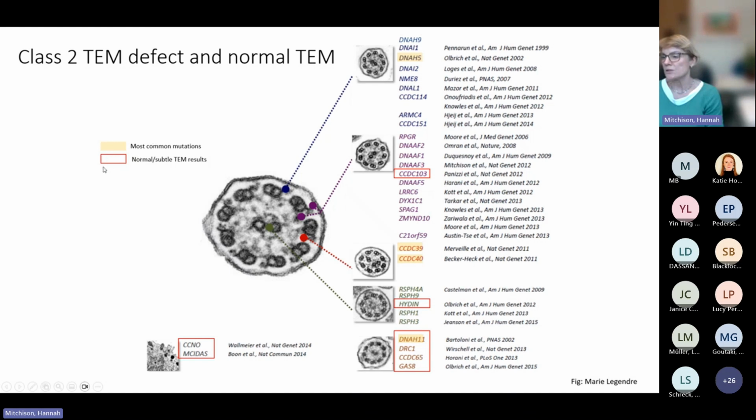But there's also quite a lot of more subtle and normal EM results. So these are patients where we don't have structural defects, for example, DNAH11 in some cases, DRC1, these nexin link genes. And we have ciliogenesis defects as well.